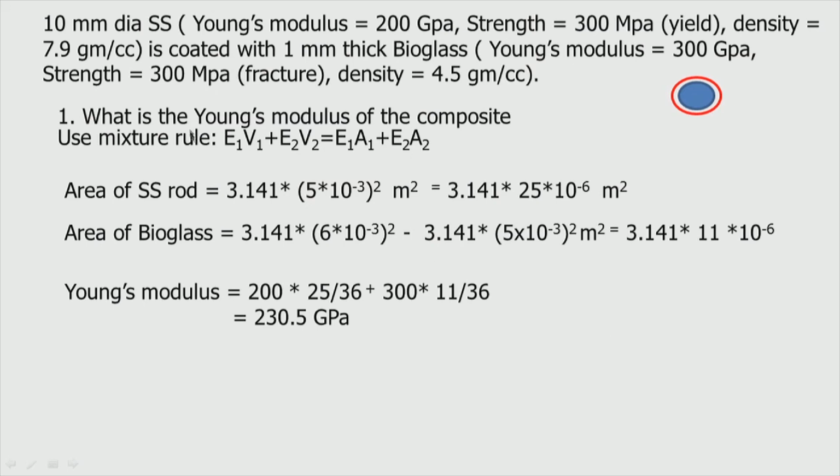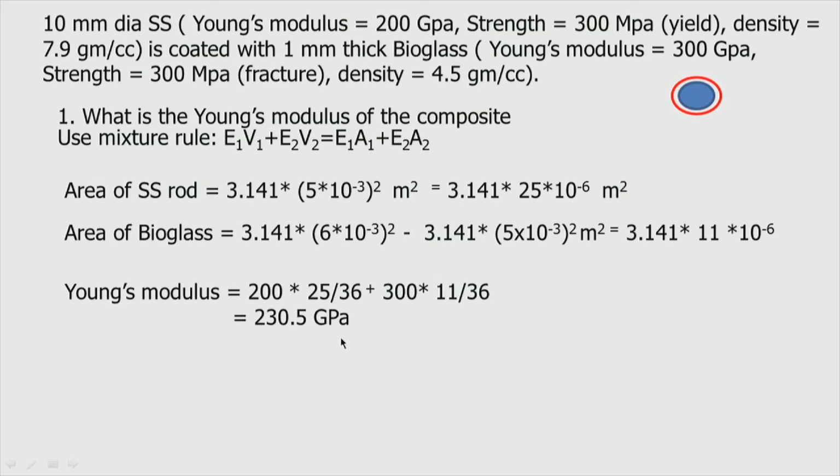Okay. We use the mixture rule: Young's modulus of stainless steel into volume fraction plus Young's modulus of bioglass into volume fraction. Instead of volume fraction we can use area fraction because we do not know the rod length, so it does not matter. Area fraction is area of the stainless steel divided by the total area, and area of the bioglass divided by the total area. Total area is 25 plus 11, that is why we have 36 here.